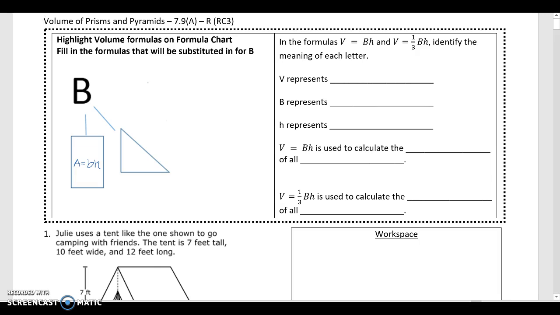So if the base of the prism or pyramid is a square or rectangle, you're going to do A equals BH. If the base of the prism or pyramid is a triangle, we're going to use the formula for area of a triangle. So area equals 1/2 base times height. Okay, so that's a calculation that you're going to do off to the side when you're calculating for volume. Then you're going to plug it back into the formula to solve for volume.